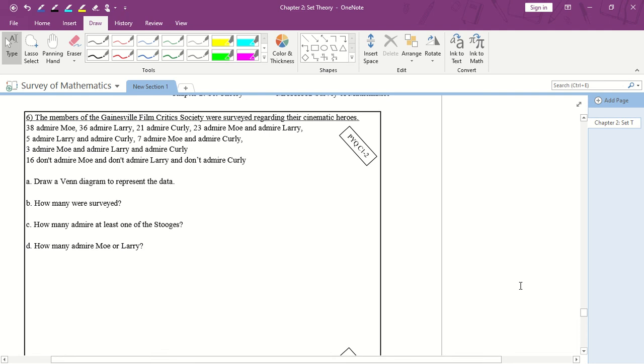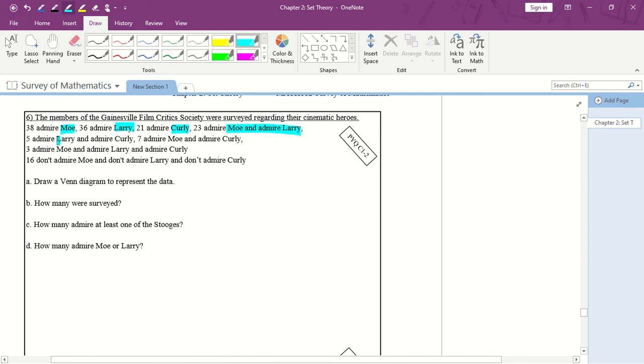Okay, the members of Guinness-Wiley Film Critics Society were surveyed regarding their cinematic heroes. It looks complicated, but let's try. Okay, 38 admire Moe, 36 admire Larry, 21 admire Curly, and 23 admire Moe and Larry.